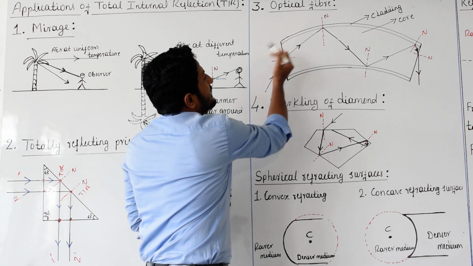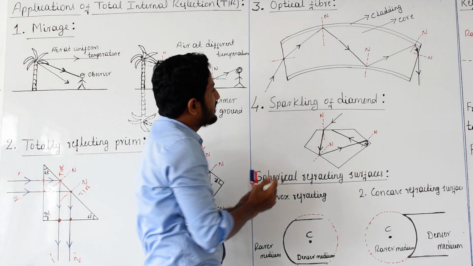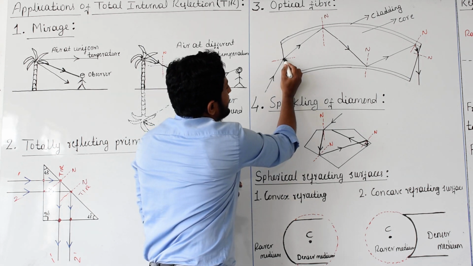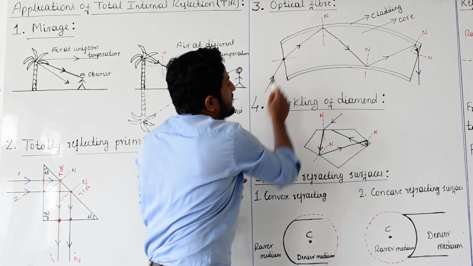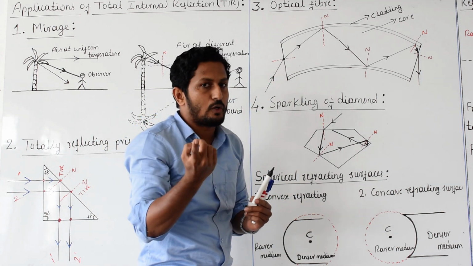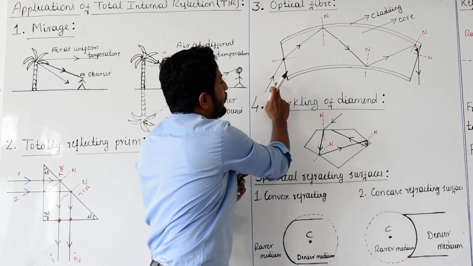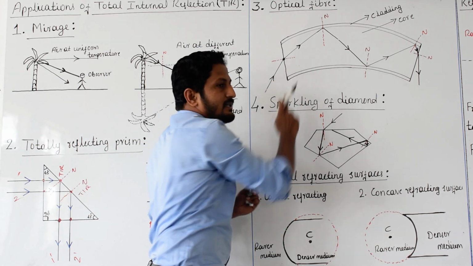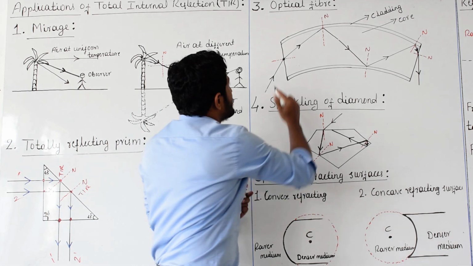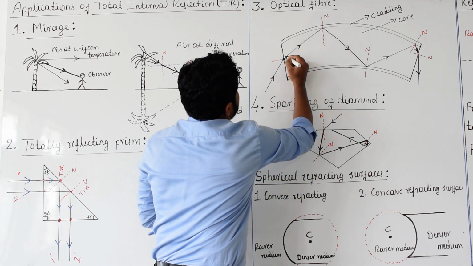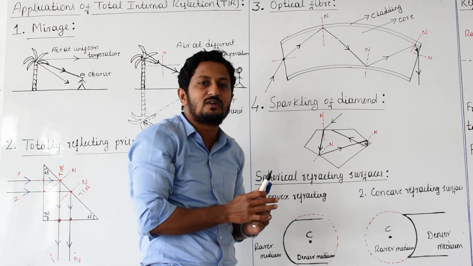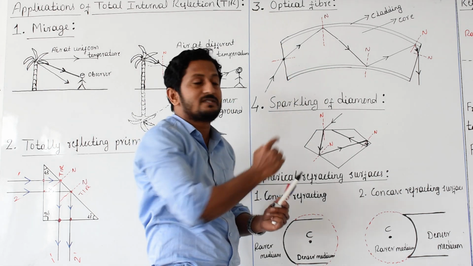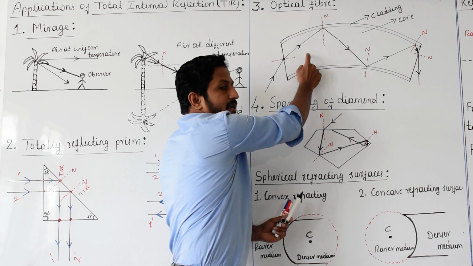Here air is there, and there the core material is there. When it got incident here, to that point you should draw one normal. Yes, this red colored line indicates the normal. Fine. It is moving from rarer medium to denser medium. Instead of moving straight, it is going to bend towards the normal because it is moving from rarer to denser.